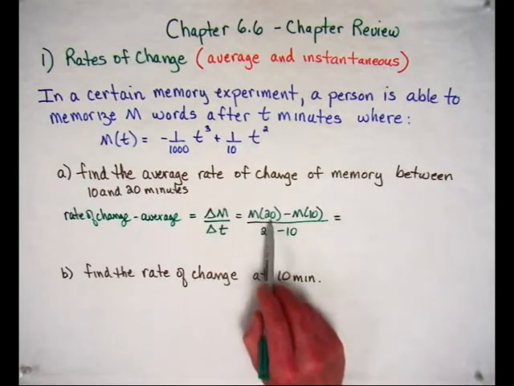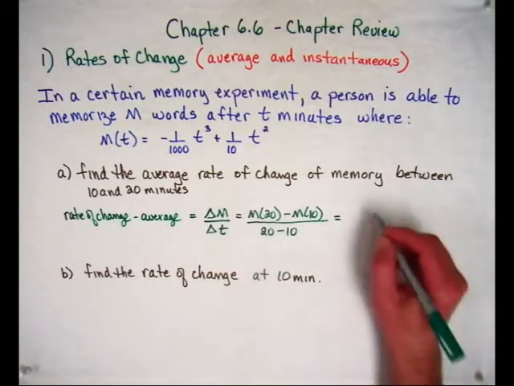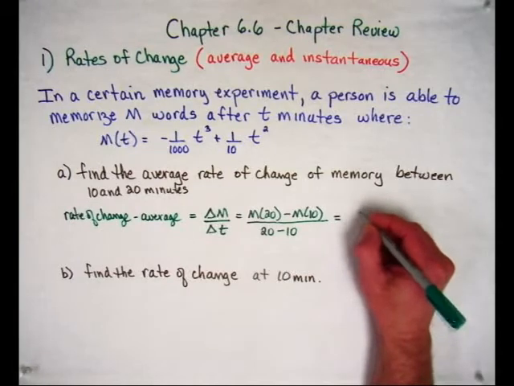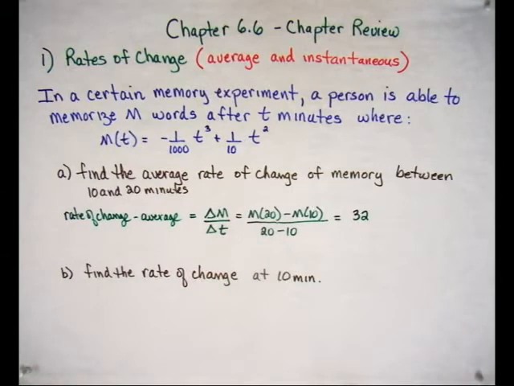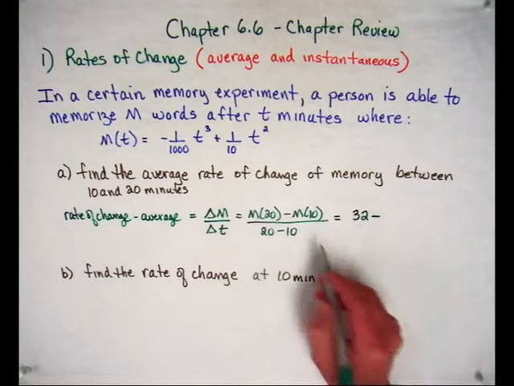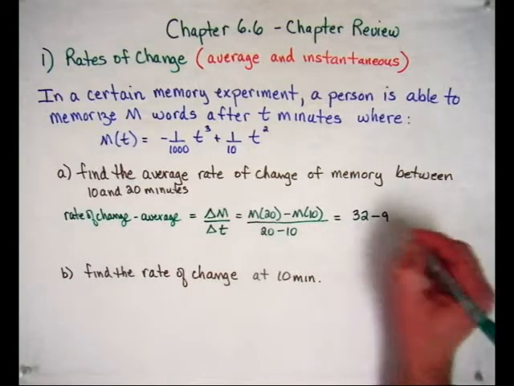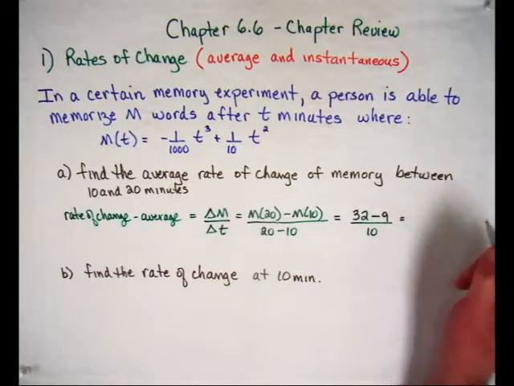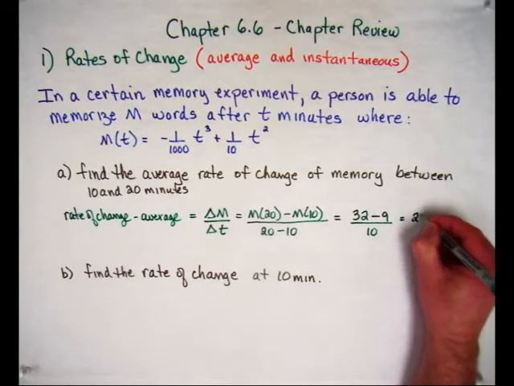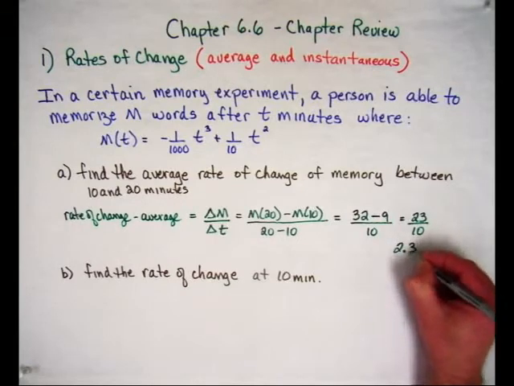So what you want to do is plug the number 20 into your memory function. Now I've already done that, and hoping I did my calculations correctly here, but I got 32. So that would mean that the person had memorized 32 words after 20 minutes. Then we want to subtract how many words they had memorized after 10 minutes, which turns out to be 9. And then we want to divide that by the change in time, which is 10. So if we do that, we end up with 23 over 10, or about 2.3.